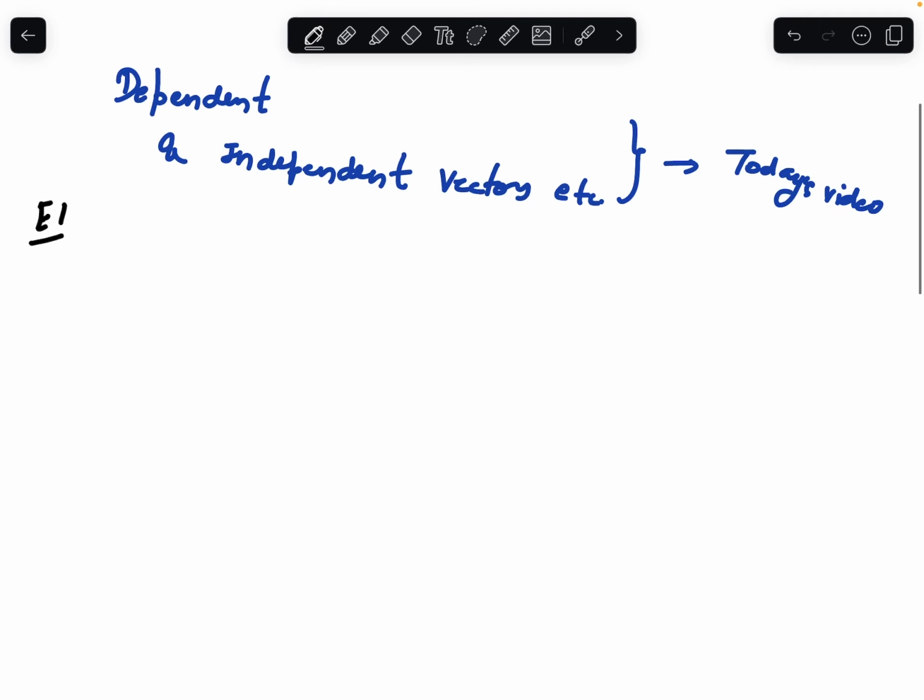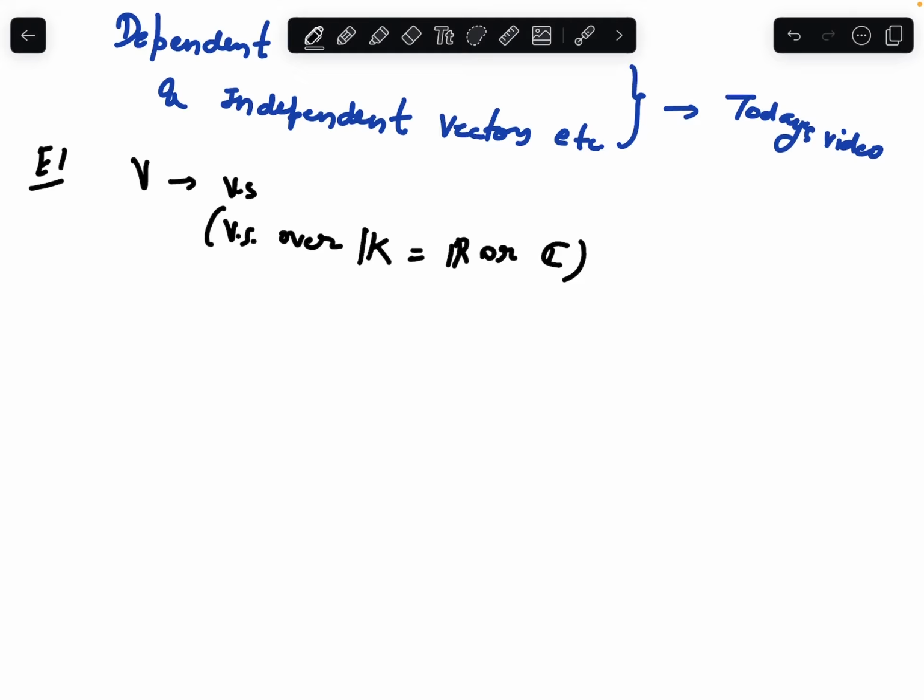Exercise 1. Let V be a vector space, and whenever I say vector space, I mean vector space over K, where K is R or C. Now, is it true that negative of V is equal to V for every vector?